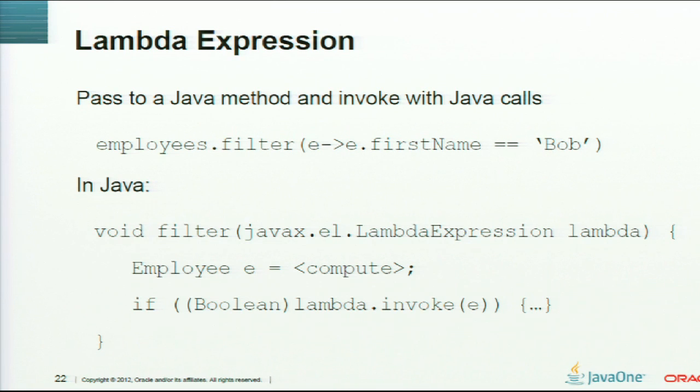Okay, so in the current specification, we also introduce a new class that would capture the runtime instance of a lambda expression. If you pass it to a Java method, then what you get is an instance of javax.el.LambdaExpression. I will cover the API later, but just to let you know that once a Java method gets an instance of this object, it could evaluate the lambda expression by calling the invoke method on it. We use this to implement some of the collection operations that we are supporting in EL 3.0.